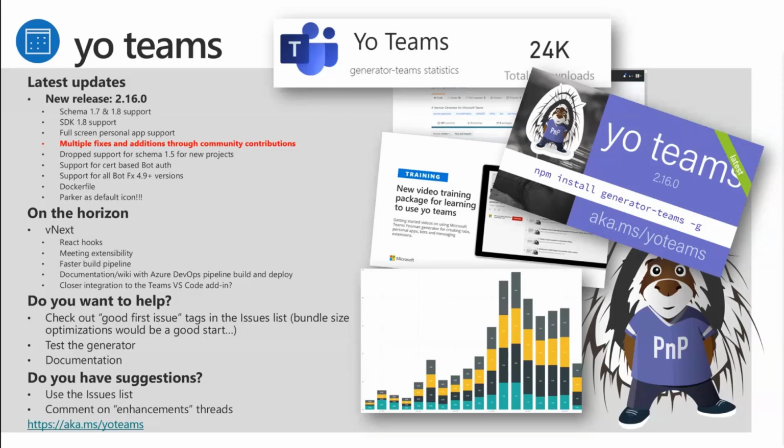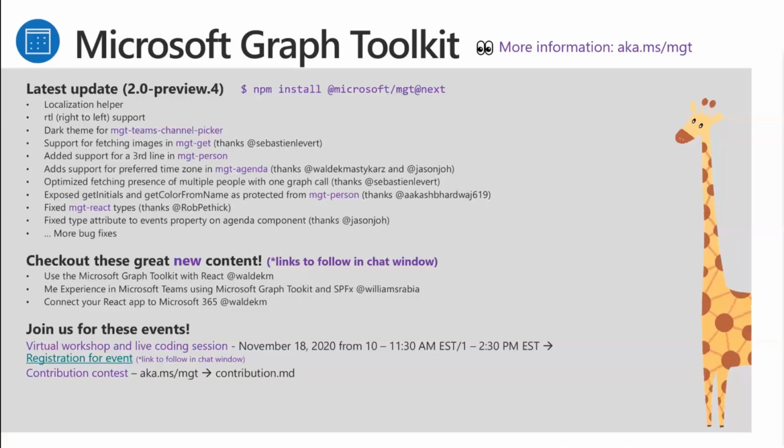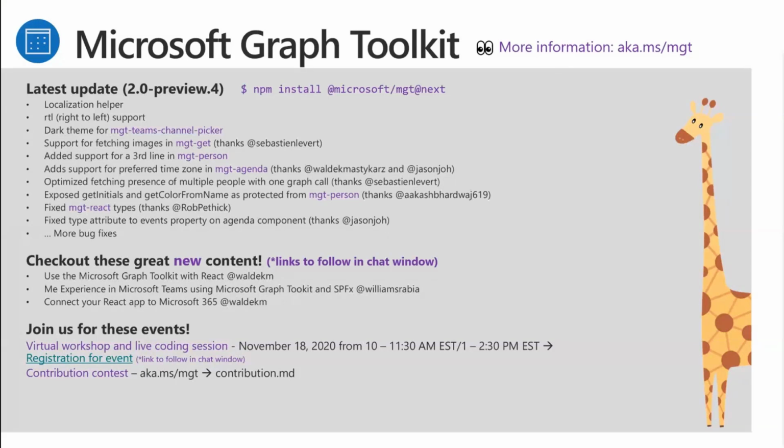And then we'll move into a quick recap on the Microsoft Graph Toolkit. And Beth is on the call for doing a quick update on that. Thank you. We just released 2.0 Preview 4 last week. Some of the big features added since Preview 3 are the localization helper, right-to-left support, more dark themes, and we fixed a whole bunch of bugs. And there are also quite a few community contributions, so we wanted to call out everybody on the screen.